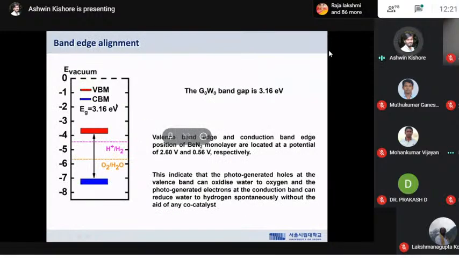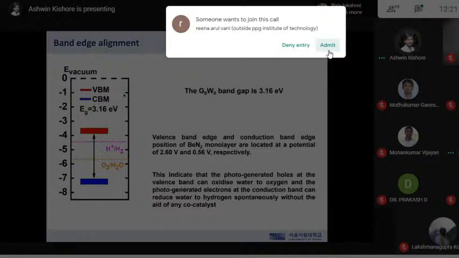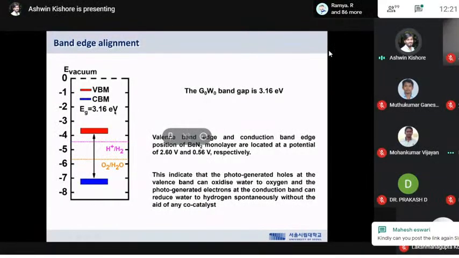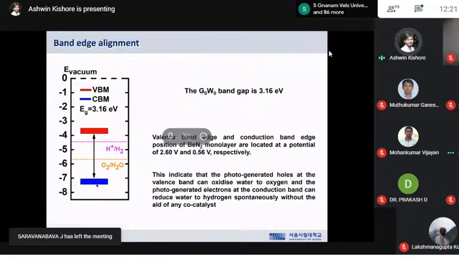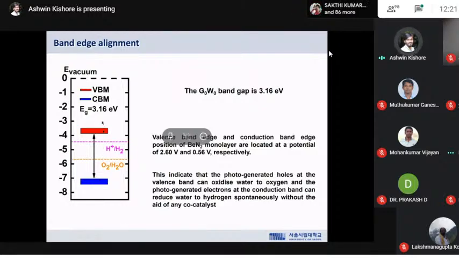So we calculated the band edge positions using the band gap from GW. You can see that the valence band and conduction band edges of BN2 monolayer are located at 2.60 volt and 0.56 volt away from the redox potential. So this indicates that the photo-generated holes at the valence band can oxidize the water, and the photo-generated electrons at the conduction band can reduce the water spontaneously without aid of any co-catalyst, because the band edge position is higher than the overpotential of the material.